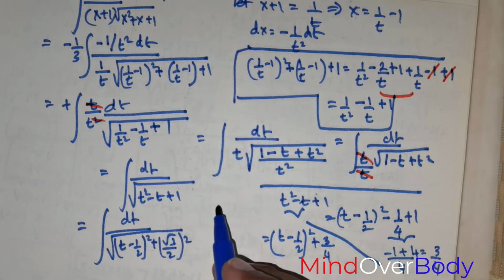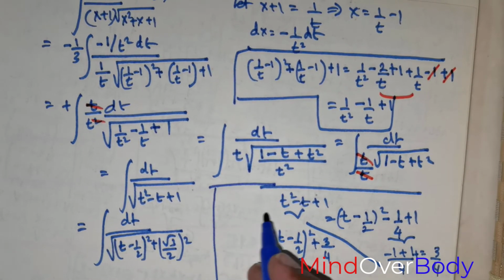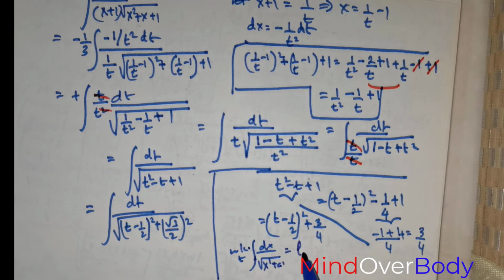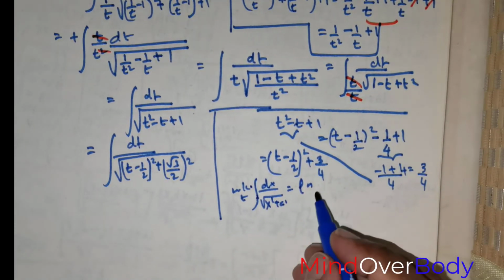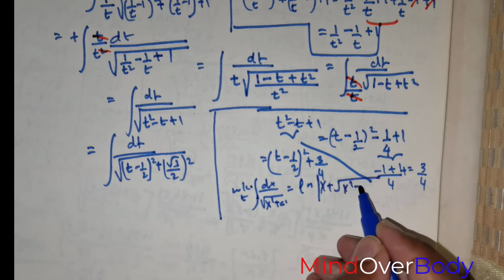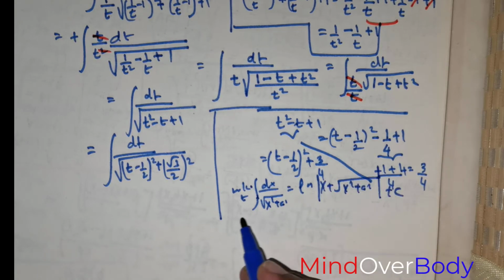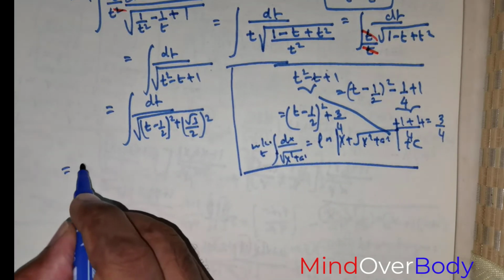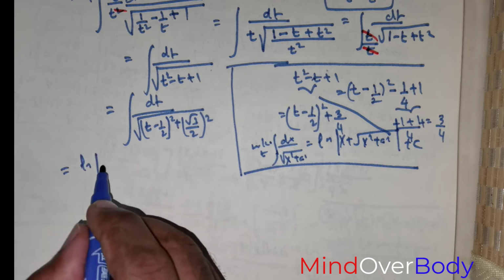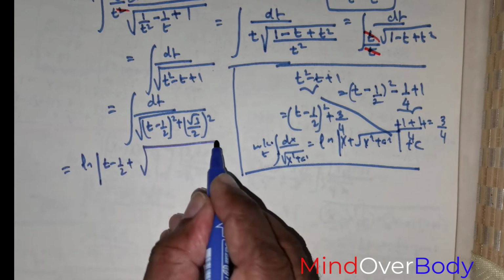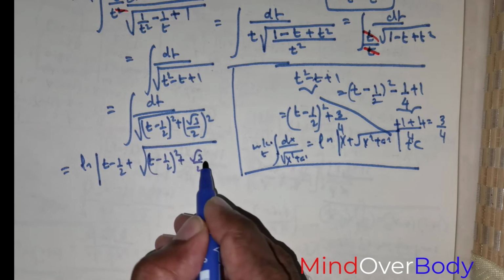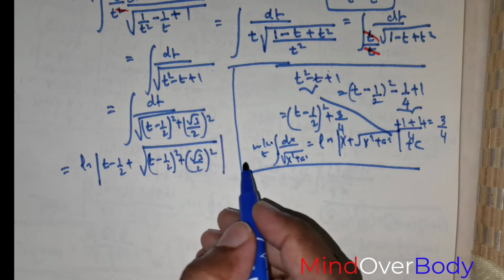As I mentioned to you, this is very similar to, we know that integral dx over root of x squared positive a squared is equal to ln of modulus of x positive root of x squared positive a squared positive arbitrary constant. We know this formula. So this is going to be equal to ln of modulus of x, which is t negative 1 over 2, positive root of t negative 1 over 2 raised to the power of 2 positive root of 3 over 2 raised to the power of 2, modulus sign.